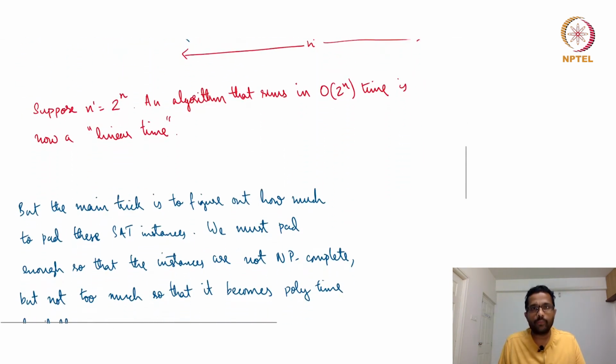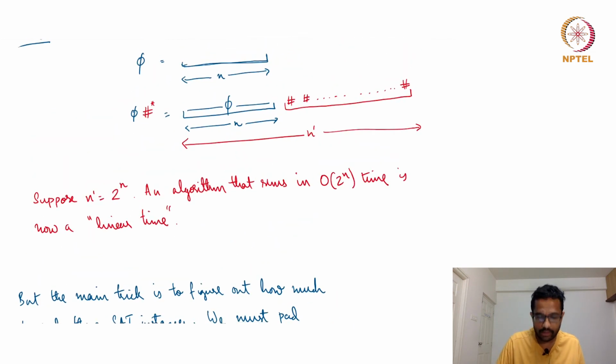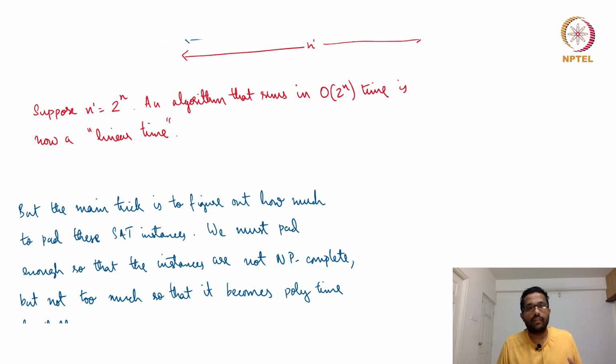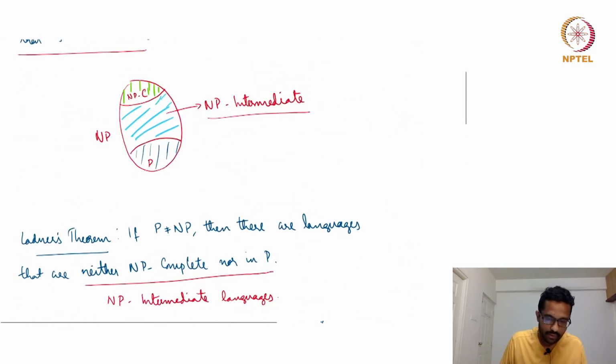So now we want to pad SAT by enough hashes so that it no longer is NP complete. The complexity comes down from the NP completeness. But we do not want to pad it so much that it becomes polynomial time. So here we padded it so much that it became linear time, and that is something we do not want. We just want to make it not NP complete, but we also do not want to do it so much that it comes down to P, right? And so that is a challenge.